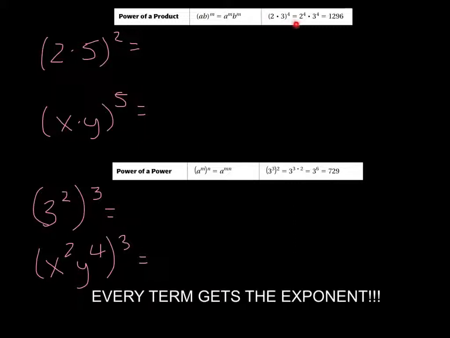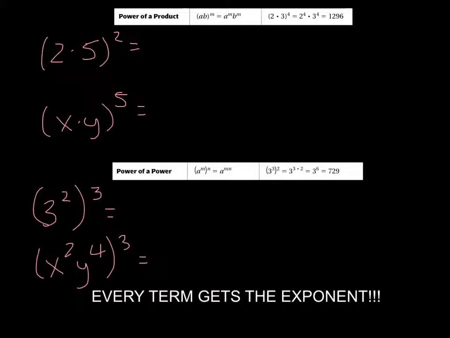In the example here, we have 2 times 3 to the 4th power. So the bases are different, 2 times 3, but the 4th power hits the 2 and the 3. So we get 2 to the 4th times 3 to the 4th equals 1,296. Now, we had a discussion in class quickly about why can't you just multiply the 2 times 3 first and then raise it to the 4th power? You can. That's totally okay. That's applying order of operations.